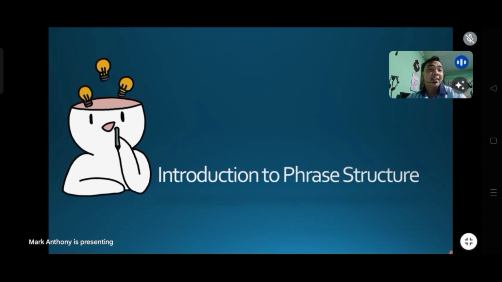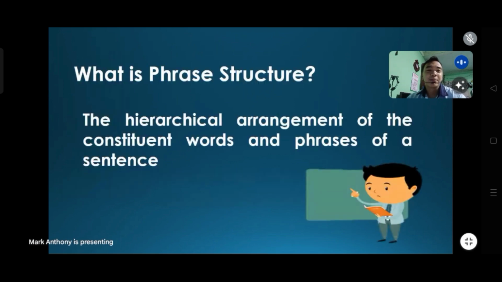So first, let us define what is phrase structure. Phrase structure is the hierarchical arrangement of the constituent words and phrases of a sentence. So basically, what we're referring to is the arrangement of the words in the sentence, or perhaps the function or the order of the words in a sentence. It might seem a little bit confusing, but let us try to look into different perspectives or different meanings.